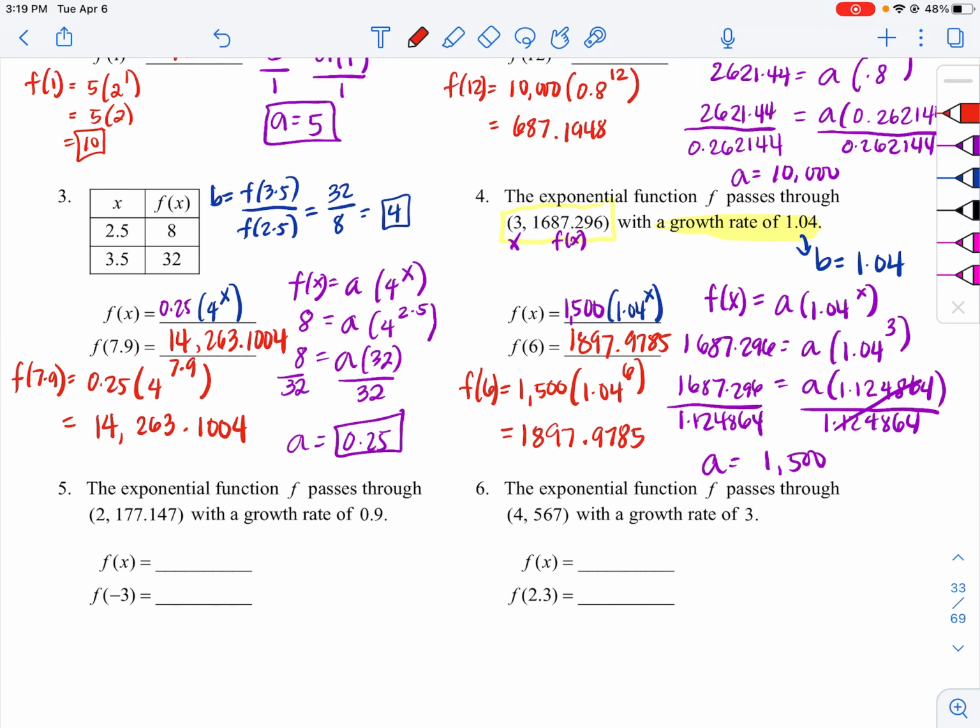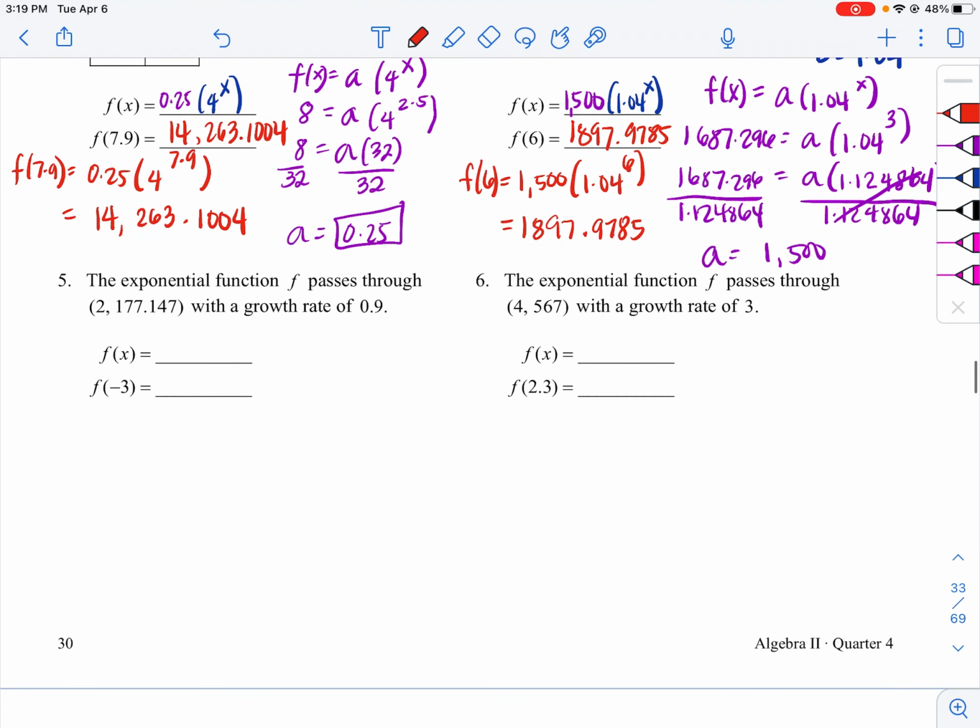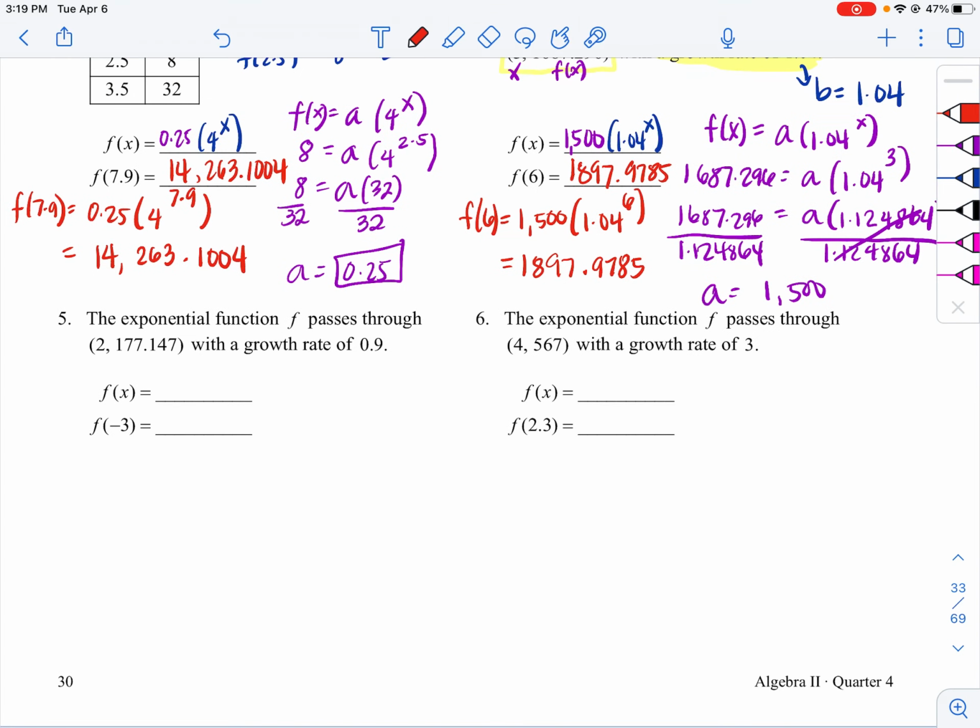All right, we have 2 more examples, but I think number 4, 5, and 6 are kind of like just the same thing over and over, yeah? So what do we do here? Let's do number 5. That is same thing.